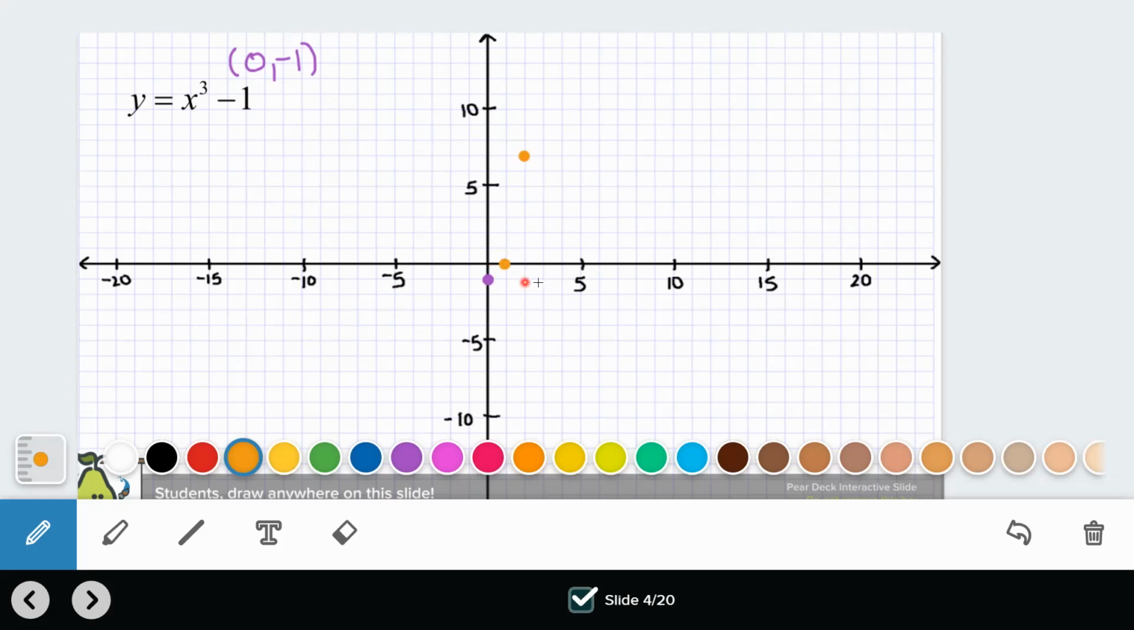Now I would go out 3. That would be 27. That's not going to fit. I'm going to come back to my inflection point. I'm going to go over 1. This is -1. I'm going -1. -1 cubed is -1. Okay, go back here, go out 2, -2. -2 cubed is -8. So 1, 2, 3, 4, 5, 6, 7, 8. Then I am going to connect these and have my cubic graph. Just going to undo that. And there's my graph.